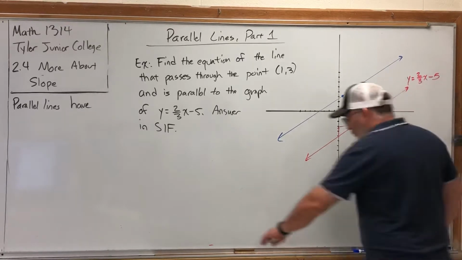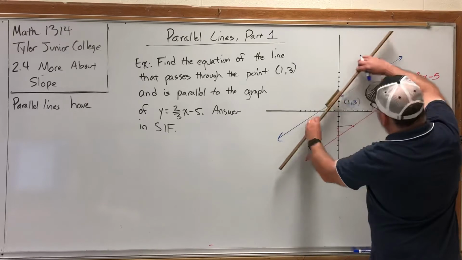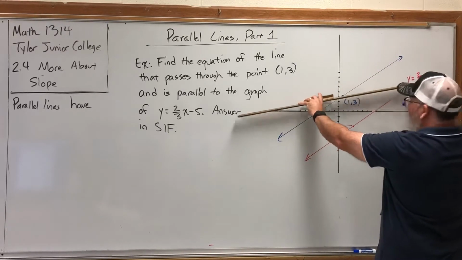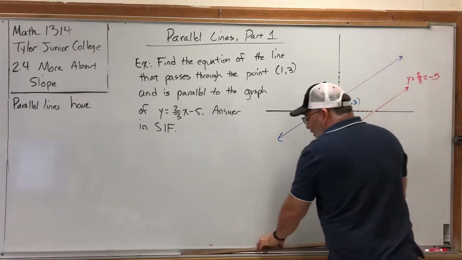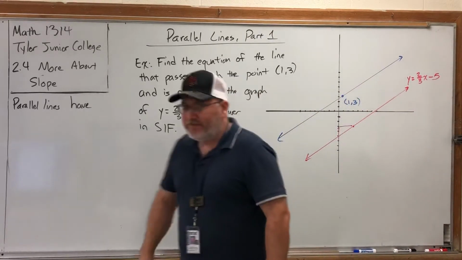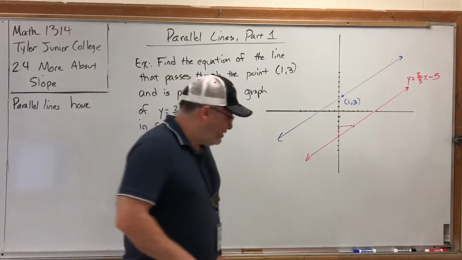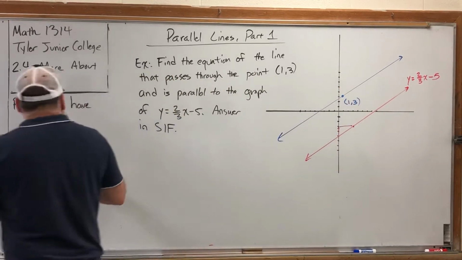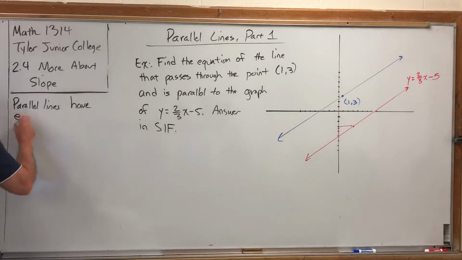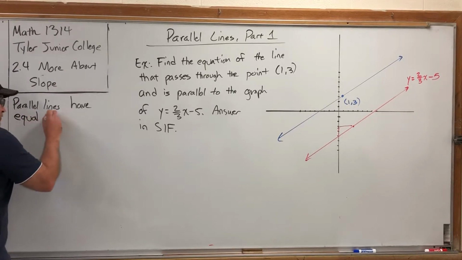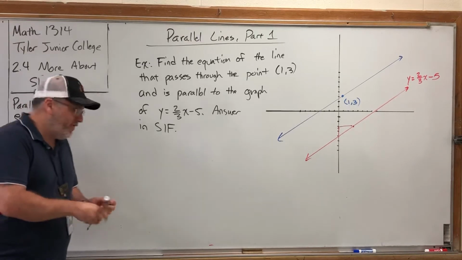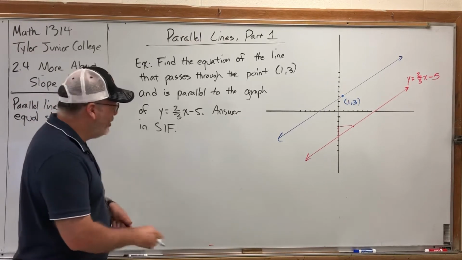Because, for example, if the blue line were steeper than the red line, then they would intersect down here, but if the red line were steeper than the blue line, they would intersect over there. So the only way these can be parallel is if they have the same steepness. But since slope is a measurement of steepness, we can conclude that parallel lines have equal slopes. I think that's fairly intuitive. If you're parallel, you have the same steepness, therefore you have the same slopes.